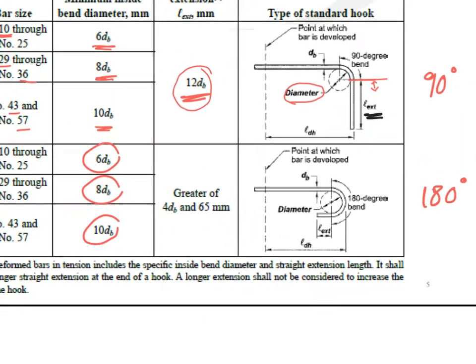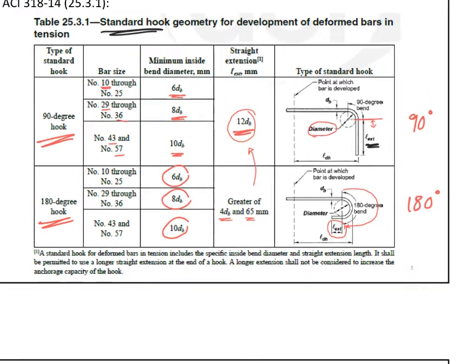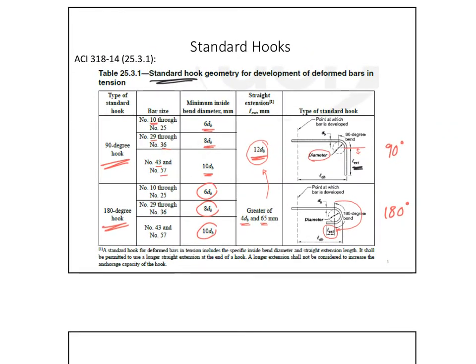Going to the L extension of the 180. Now the L extension here comes completely after your round. You did a complete round around your object. Now what is remaining is the greater of 4 dB and 65. Of course, this is much smaller than the 90 degree because already the 180 degree hook is a strong hook, right? They really have a lot of pressure on the concrete that it will hold itself before it slips out.